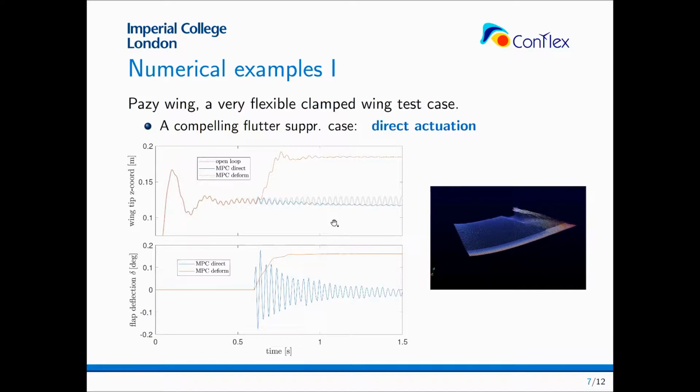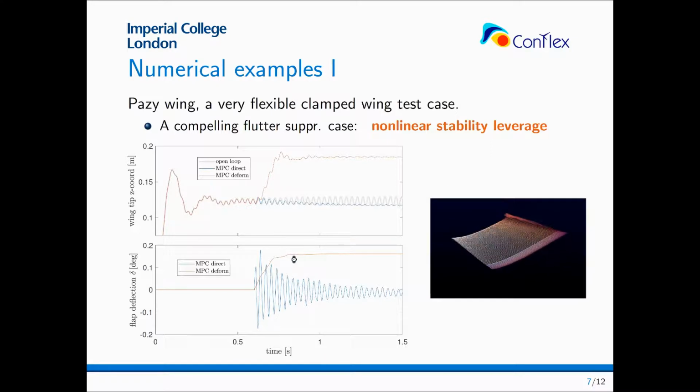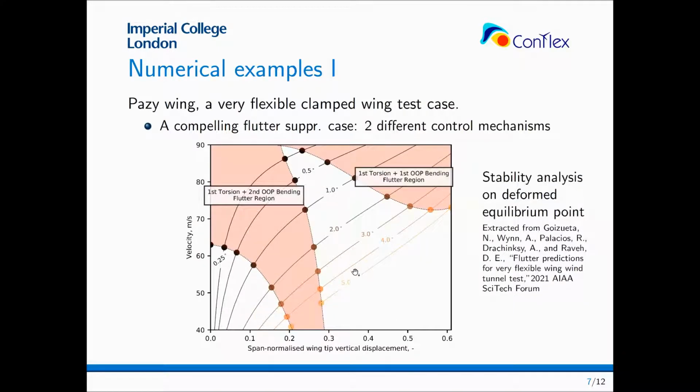However, when we increase the horizons of these MPC problems, we see that the controller finds an alternative minimum, which consists of a smooth deflection of the aileron, which basically brings the wing to a more deformed state, where it knows that a flutter no longer occurs. So this is quite remarkable, because it basically highlights the controller's knowledge of the nonlinear stability properties of the wing. So that's going back to this plot.